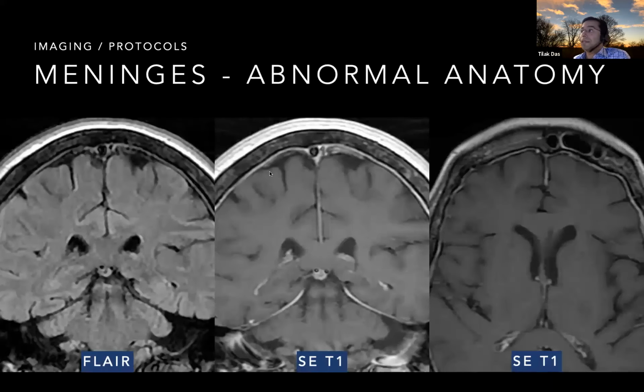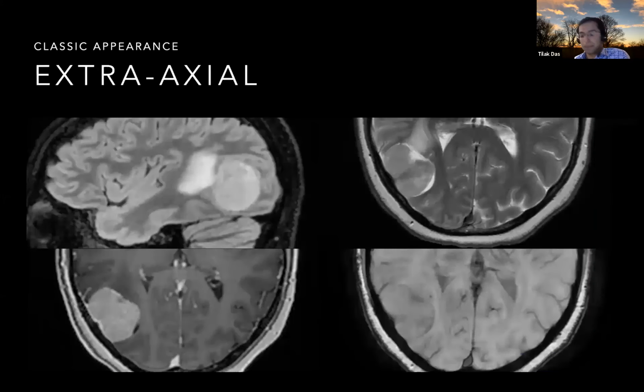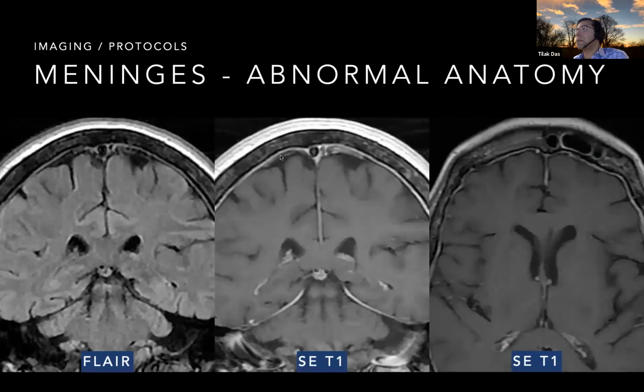But if dura is abnormal, then it tends to be seen as much thicker, uniform enhancement of some sort. And you can see on the flare without contrast that the dura is quite readily seen, and with contrast, very easy to notice.